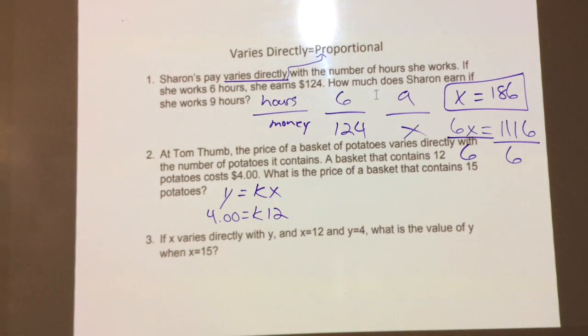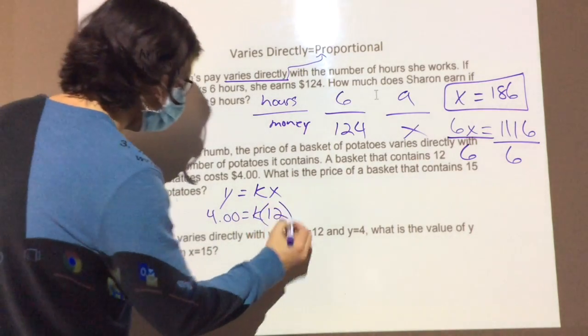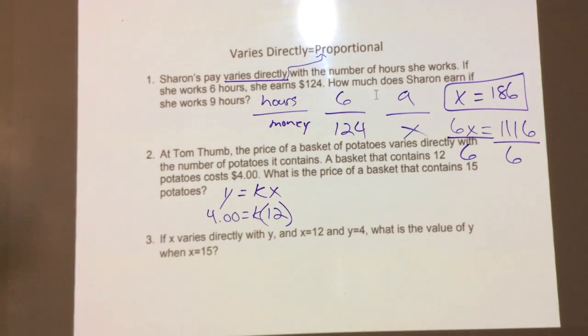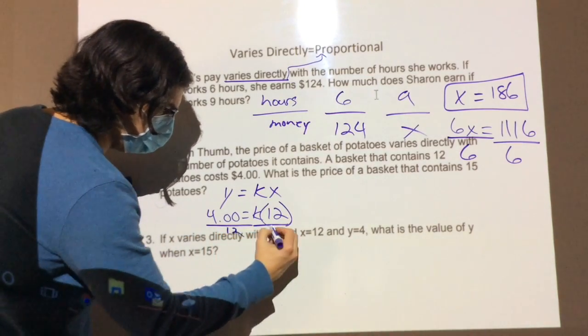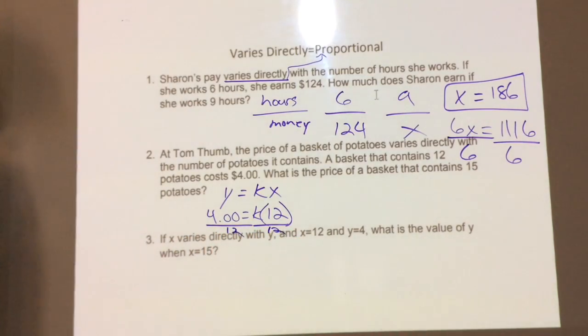And so now I've got $4 is equal to our constant times 12. So what do I need to do to get k isolated, or to get k by itself? Michal, what would you do? Good, we're going to divide $4 by 12. So in your calculator, you can just do 4 divided by 12.